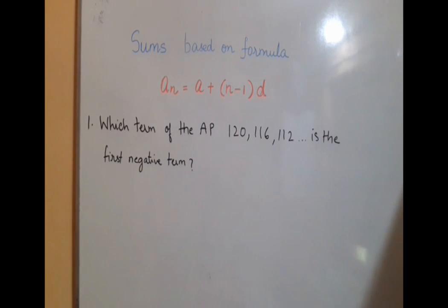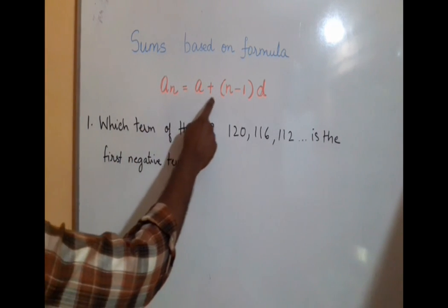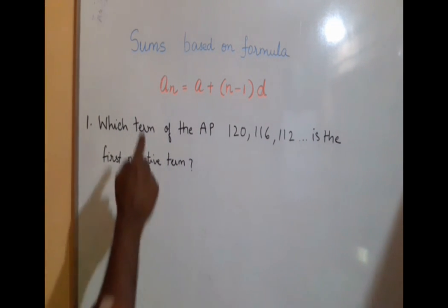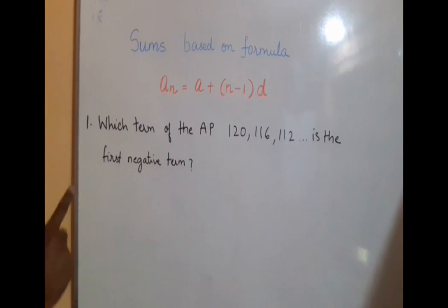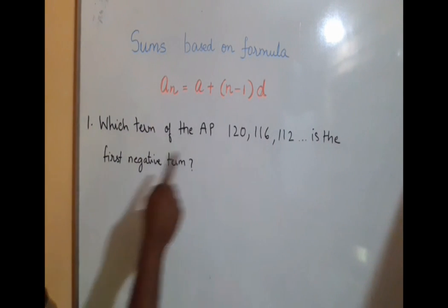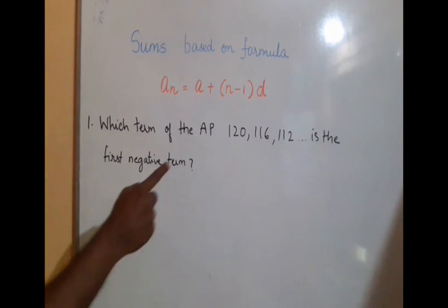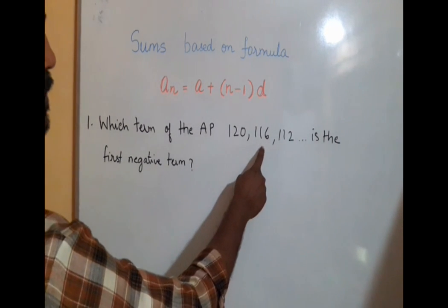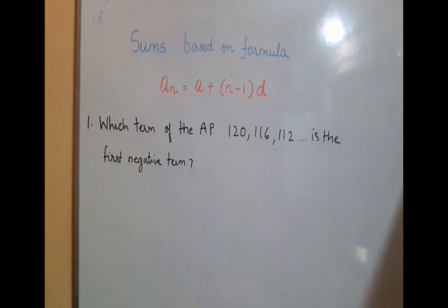Since we have now derived the general formula of an arithmetic sequence, an equals a plus n minus 1 d, we are now going to apply this formula and do the sums based on it. In this example: which term of the AP 120, 116, 112 is the first negative term? As you can see, this is a decreasing sequence whose common difference is 116 minus 120, which is minus 4. We have to find out which term of the sequence will be the first negative term.